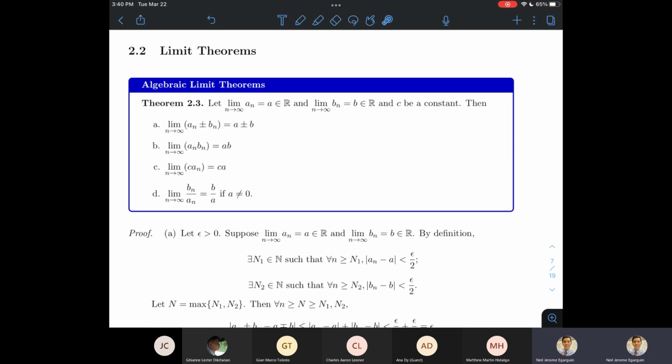All right? So that's why you will see that the assumption of theorem 2.3 is the limit of two probably simpler sequences, all right? So meron tayong sequence ng mga AN na nagko-converge kay A at sequence ng mga BN na nagko-converge naman kay B. Tapos we are considering here an arbitrary constant C.